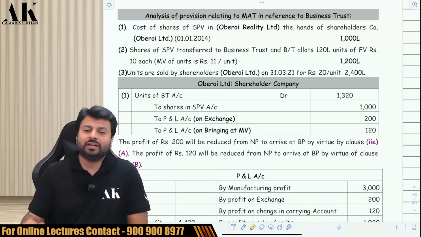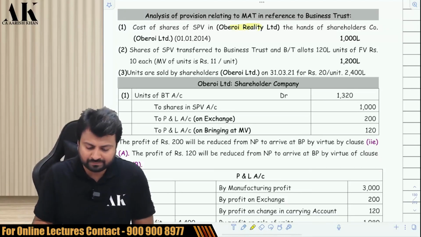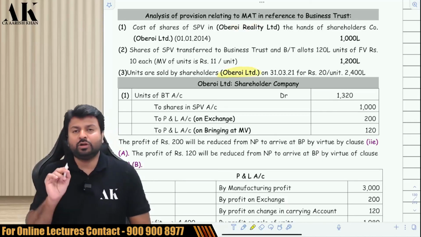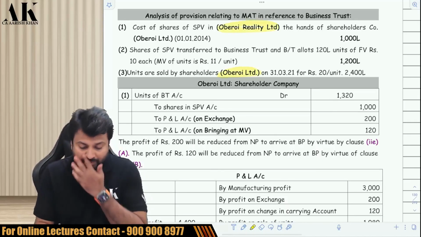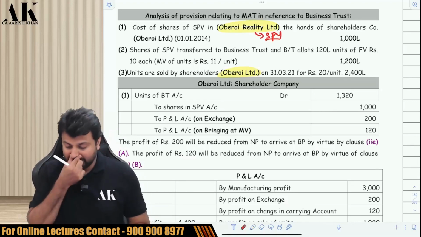Now, what implication does business trust have in MAT? Pay attention please. Suppose there is a company by the name of Oberoi. Now, Oberoi Limited is the promoter. That company is holding some shares in Oberoi Realty Limited, and this Oberoi Realty Limited is the SPV. What is the price at which they are buying the share?